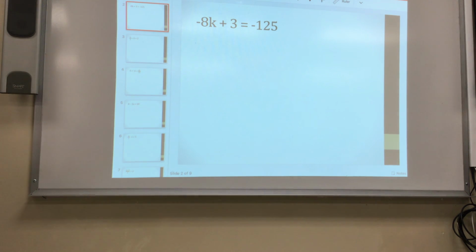Okay, so to start, we are going to draw a line down the equal sign. You have to keep yourselves organized.